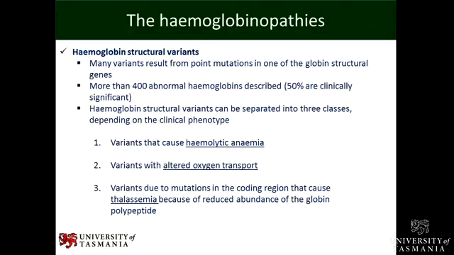More than 400 abnormal hemoglobins are described, 50% of which are clinical, and they're really separated into three classes: variants that cause hemolytic anemia, so the bursting of your blood cells, altered oxygen transport, which we just saw earlier with the hemoglobin Kempsey, and variants due to mutations in the coding region that cause reduced or less affected globin synthesis.